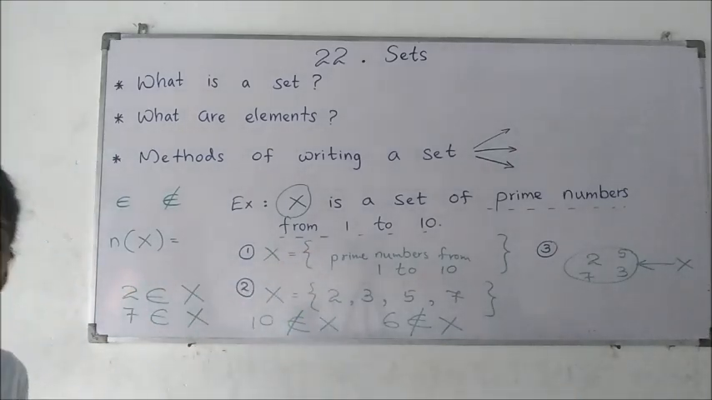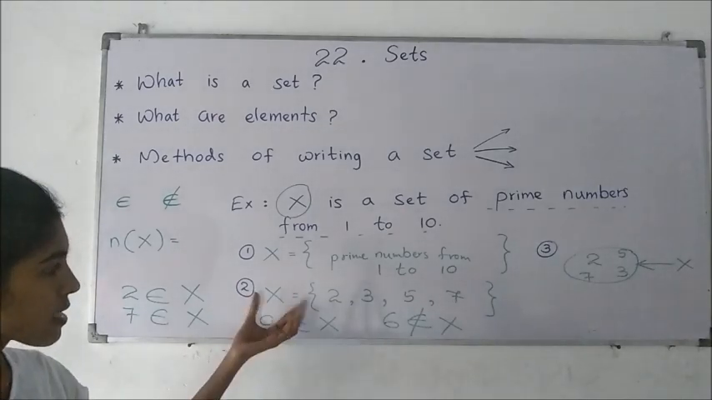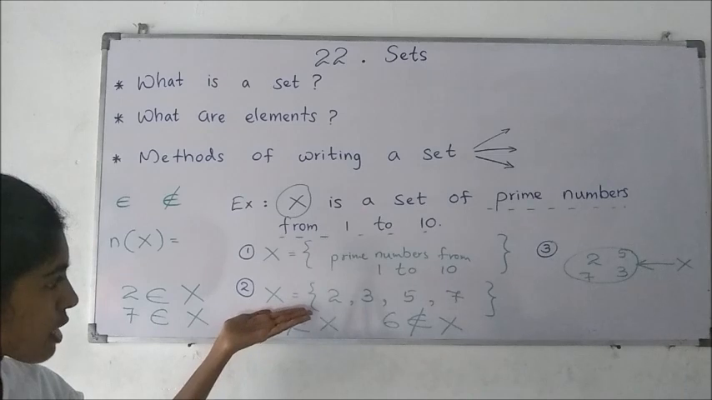And the other one is the number of elements in any set. Consider set X that we have taken for the example.